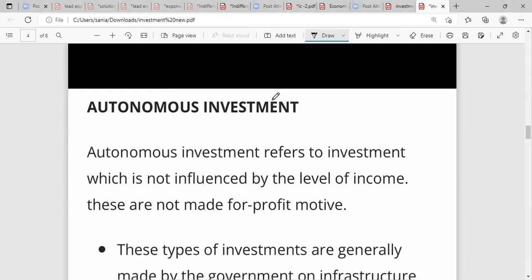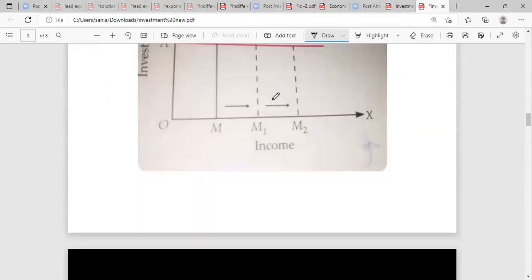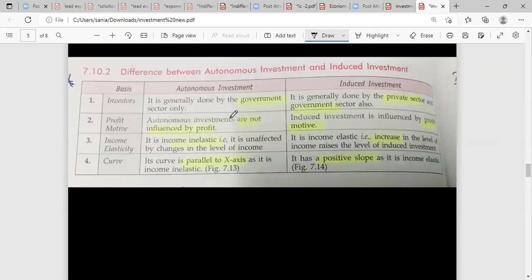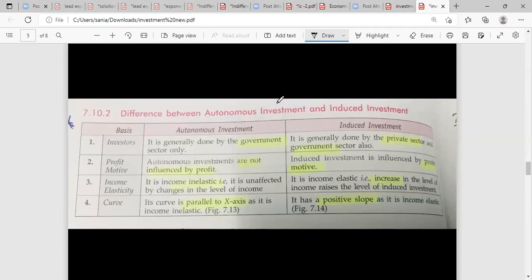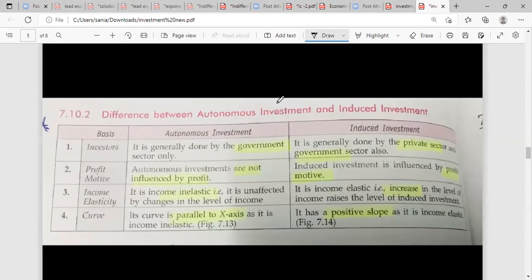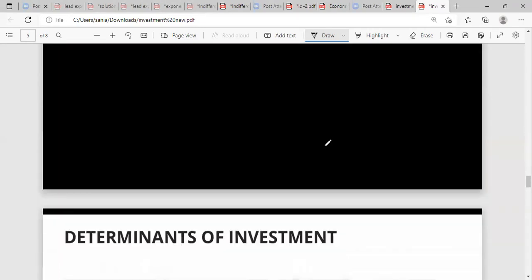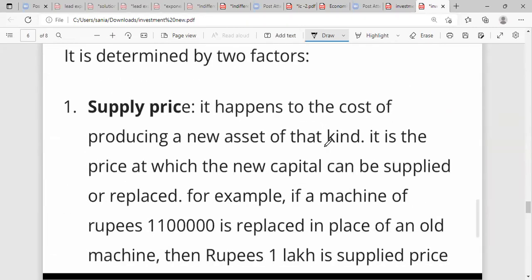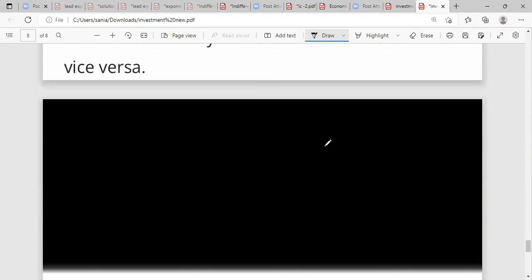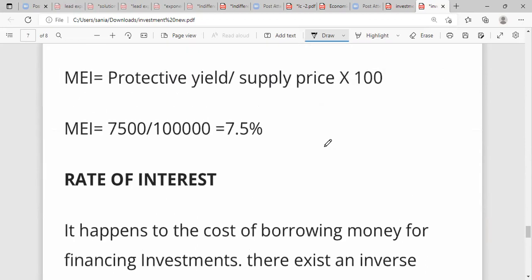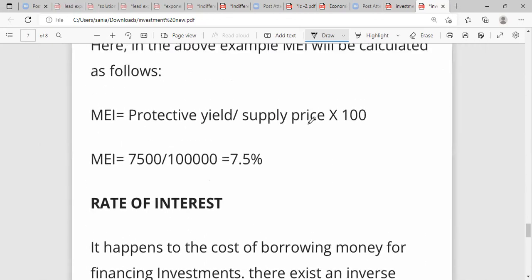Okay, now we did this autonomous and this, right? So today we have to start from... we did the differentiation as well or no? Ma'am, we did supply price and protective yield. Okay, this we did, right? Yes. So today I have to finish the chapter, after that I have a plan for this entire unit, what I am going to do.